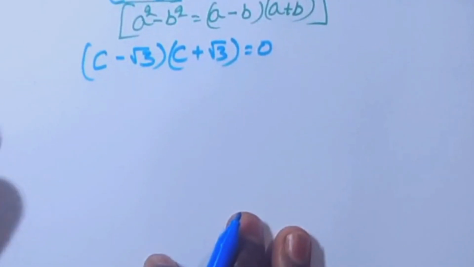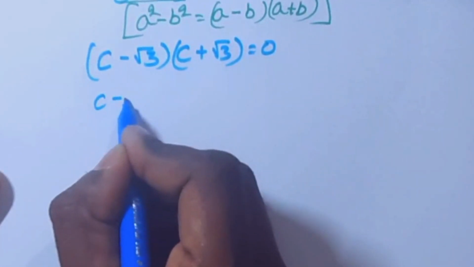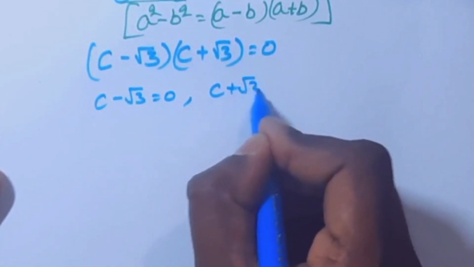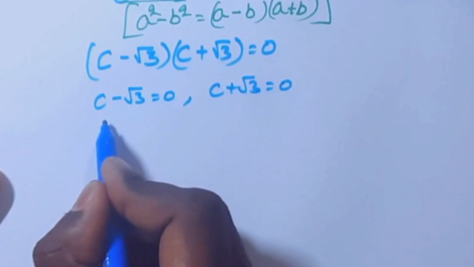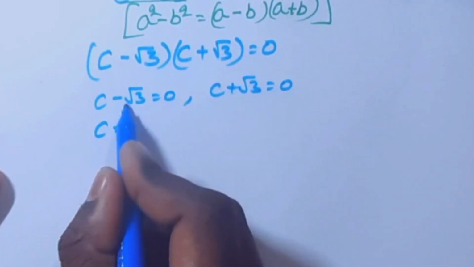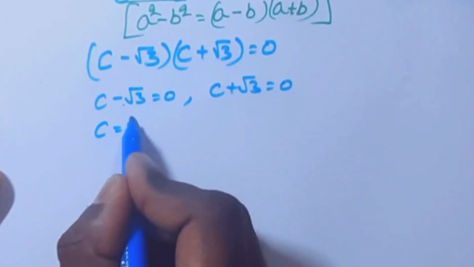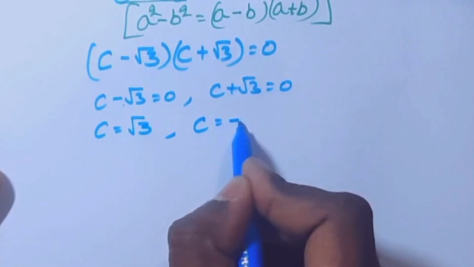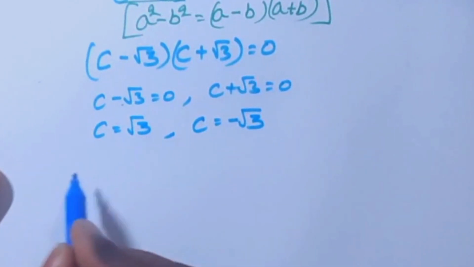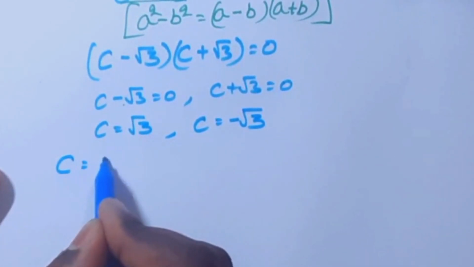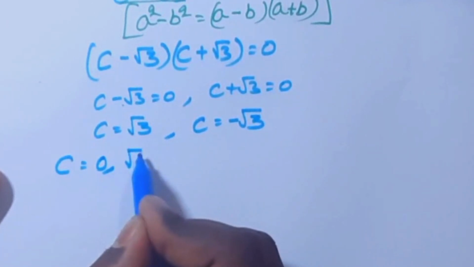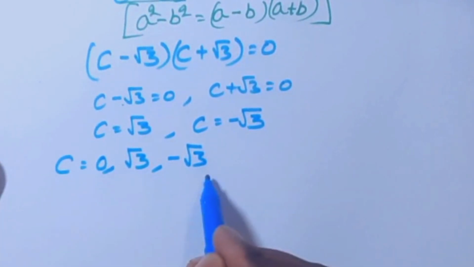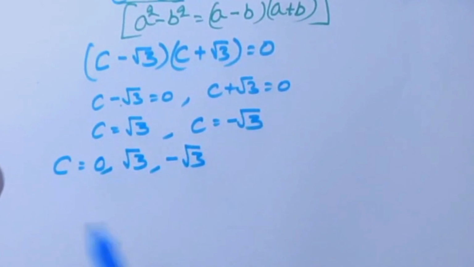Here we are able to see two equations. One is C minus square root of 3 equal to 0, comma, C plus square root of 3 equal to 0. Now this can be written as C equal to, we are moving this right hand side, so square root of 3. Here C equal to minus square root of 3. So we have C equal to 0, comma, square root of 3, comma, minus square root of 3. We have total 3 solutions for this equation. Now let us verify this.